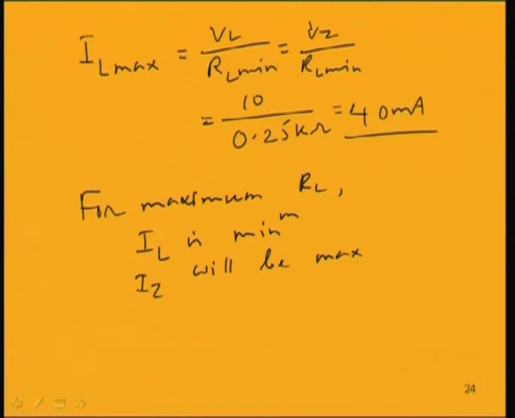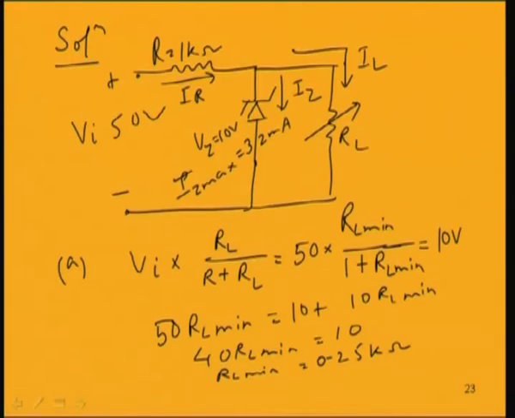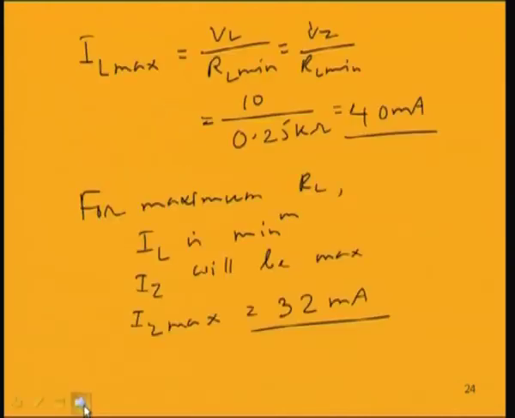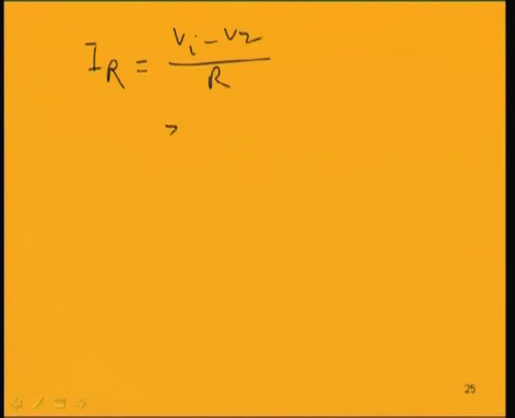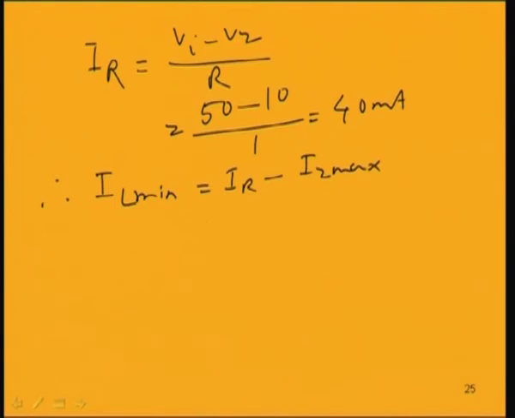So, what is that IZ maximum? That is given in your rating, IZ max equal to 32 milliampere. This is the rating of the diode. For that particular IZ max, we can find out IL min, because IR is equal to VI minus VZ by R. VI is 50, VZ is 10, R is 1 kilo ohm, that gives you 40 milliampere. So, IL minimum for maximum IZ is IR minus IZ max, 40 minus 32, which is 8 milliampere. So, 8 milliampere is the minimum load current.